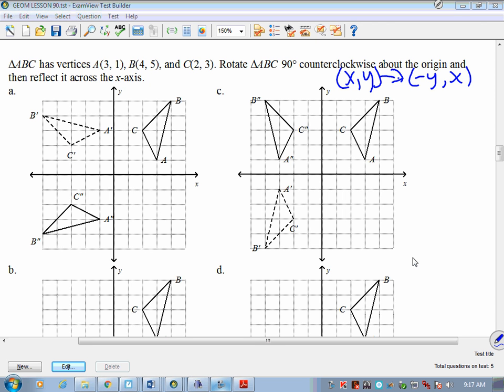All right, so I can look at these coordinates and see that A prime should be negative 1, 3, right? This should be negative 5, 4, and this should be negative 3, 2, correct? So I could look through here and see which one is going to map out at the right place. Negative 1, 3 looks good. Negative 5, 4, that looks good. Negative 3, 2, so far that looks good.